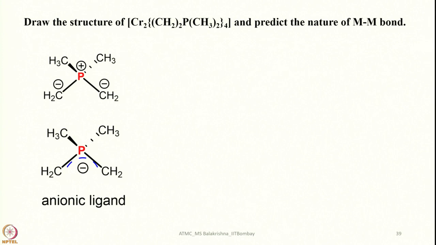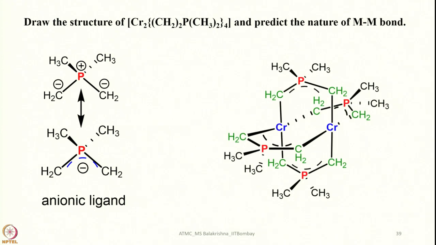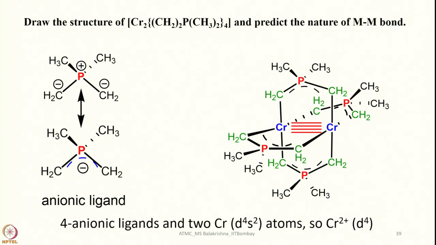You can see the anionic ligand, and when you write the resonance structure, this is how the structure looks, and you can see this molecule has a quadruple bond. So 4 anionic ligands and 2 chromium atoms are there, and chromium is in the plus 2 state. Once it is in the plus 2 state, it is a D4 system. Obviously, it shows quadruple bonding.